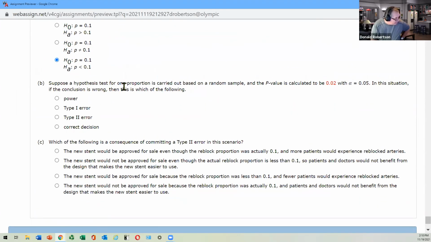Suppose a hypothesis test for one proportion is carried out based on this sample, and the p-value is this, and the significance level is that. In this situation, if the conclusion is wrong, you are looking at type 1 error.